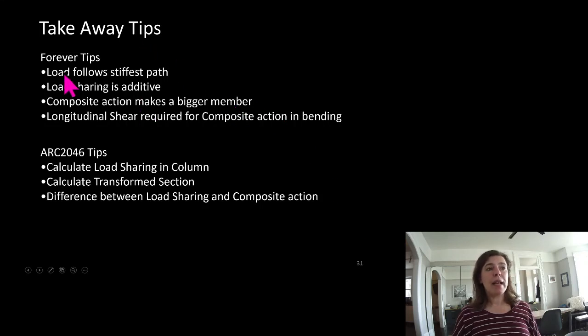Today we learned that the load follows the stiffest path, and that stiffness can be based on the stiffness of the material and the amount of the material we have. Load sharing is additive. Composite action makes a member act like it's a bigger member. Longitudinal shear is required for composite action in bending. We need to know how to calculate load sharing in a column. We should know how to calculate the transformed section. And we should be able to tell the difference between load sharing and composite action. Where are the advantages and what does it get us? So next week, concrete.